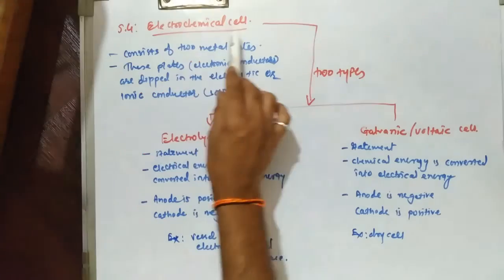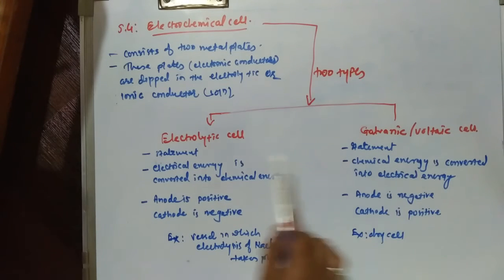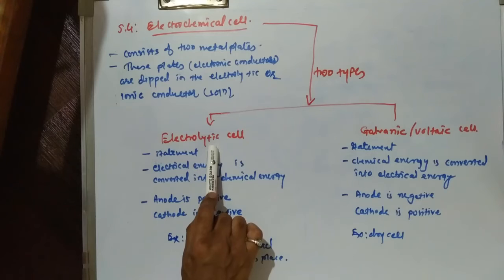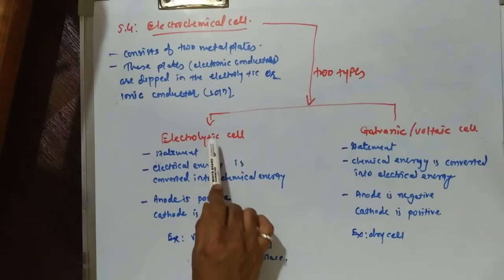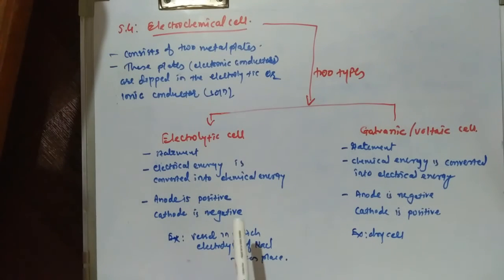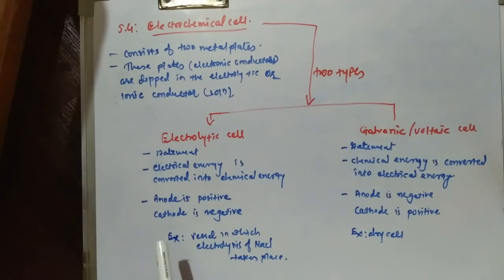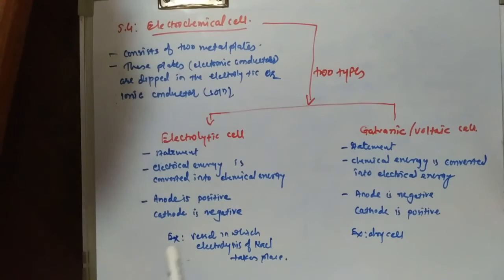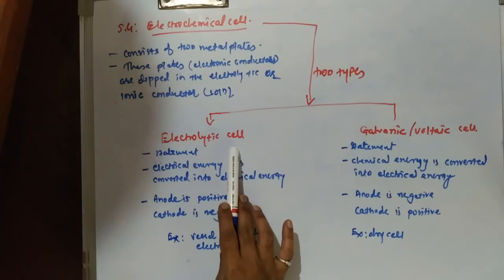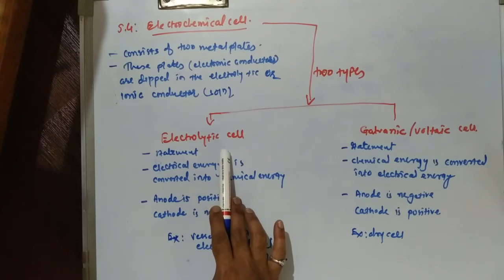Now electrochemical cells are of two types. One is the electrolytic cell, another is the galvanic cell. Now what is an electrolytic cell? The electrolytic cell is the cell in which a non-spontaneous reaction is forced to occur by passing direct current from an external source through the solution. It is a vessel or device in which a non-spontaneous chemical reaction is made to occur by passing electric current through the solution.